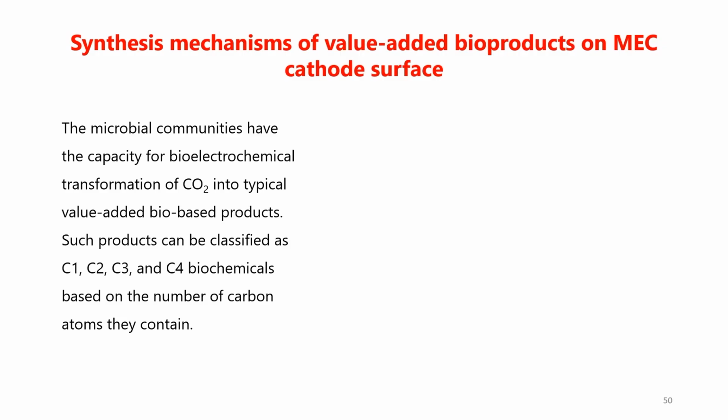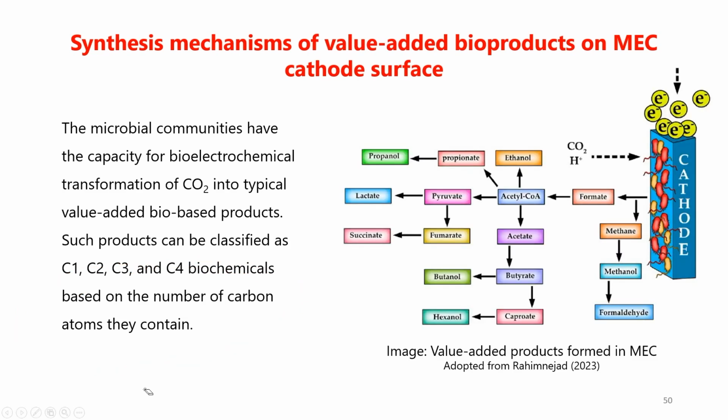What are the synthesis mechanisms for value added bioproducts on the MEC cathode surface? The microbial communities have the capacity for bioelectrochemical transformation of carbon dioxide into typical value added bio based products. Such products can be classified as C1, C2, C3 and C4 biochemicals based on the number of carbon atoms they contain. So, here we have the cathode, and then we have many microorganisms in this cathode.